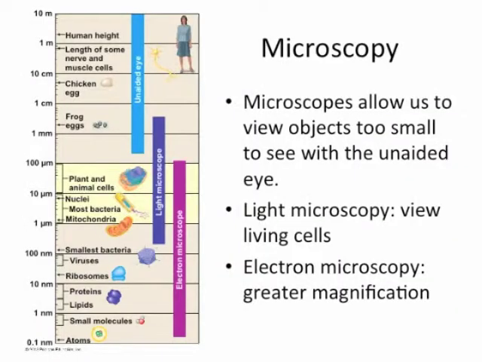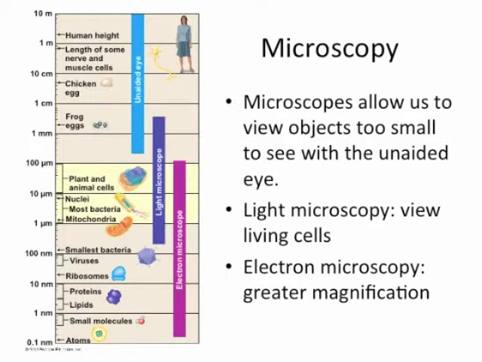So before we get into what's actually in a cell, I want to learn a little bit about how scientists, biologists, study cells, how we know what we know about cells. And we know what we know about cells mostly because of a laboratory technique called microscopy. And you've probably all heard of a microscope before. Hopefully some of you have used one, but microscopes are devices that allow us to view objects that are too small for us to view with the unaided eye.